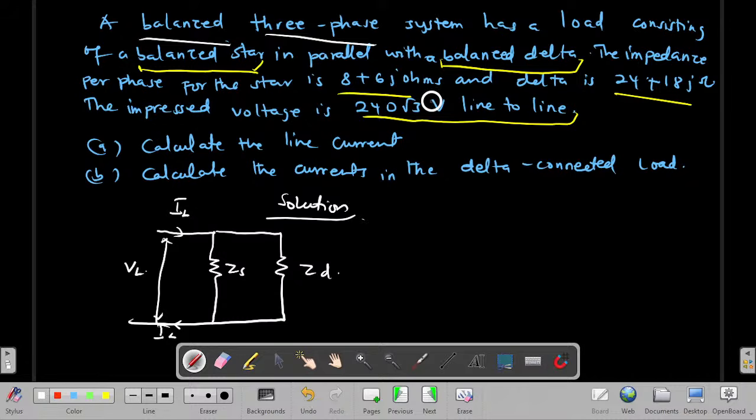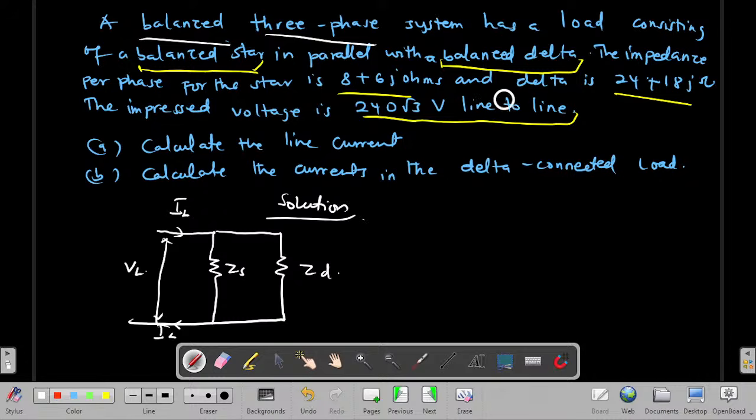It's always advisable to convert to star. Star is somehow like the default configuration when it comes to three-phase. Even if the problem doesn't say whether it's a star or delta, please treat it as a star. This is one thing you're supposed to know. Now, for a balanced star in parallel with a balanced delta, we are going to convert the balanced delta to a balanced star. The word balanced means all three phases have equal impedance.